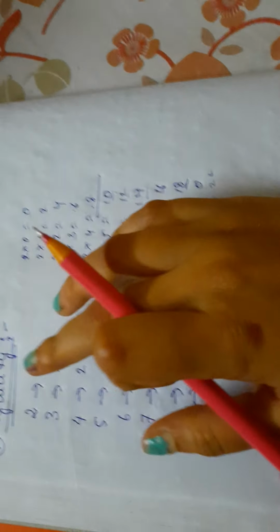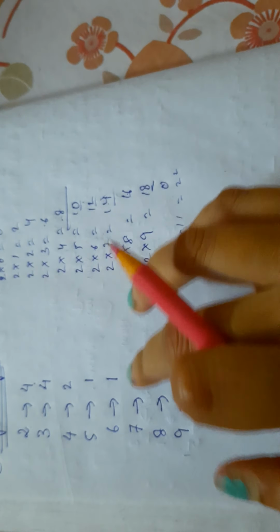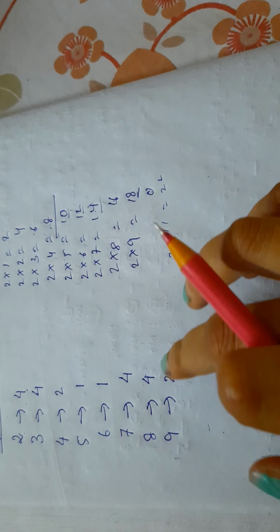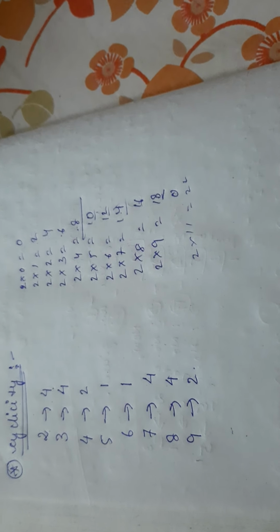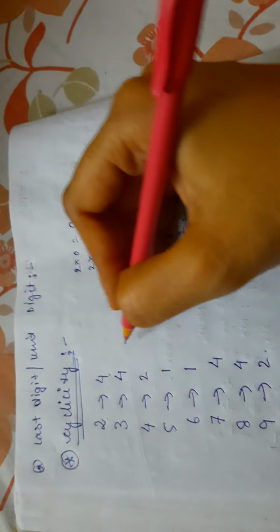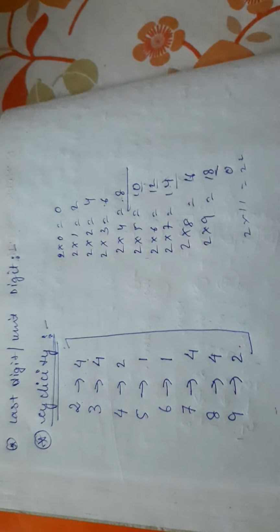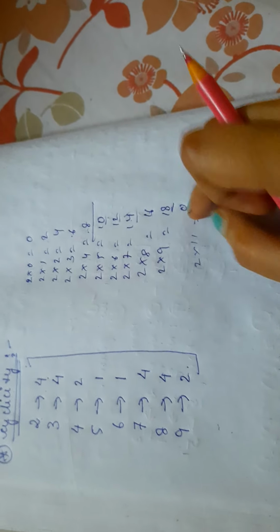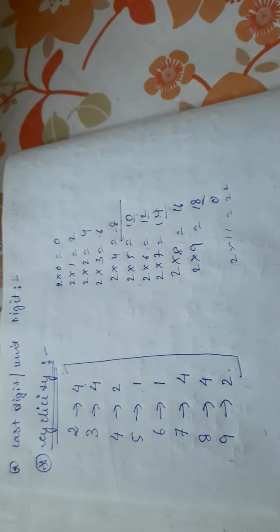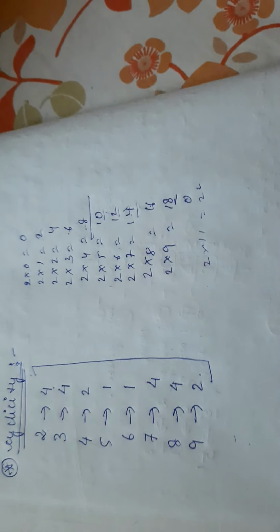So the cyclicity of 2 is 4, 3 is 4, 4 is 2, 5 is 1, 6 is 1, 7 is 4, 8 is 4, 9 is 2. So just memorize it as 4, 4, 2, 1, 1, 4, 4, 2. It is very easy to memorize, so please do memorize it, because sitting there in the examination hall, you won't get time to find the cyclicity of each and every number like this, in which number it gets repeated. So it will be very difficult. So please do memorize it.